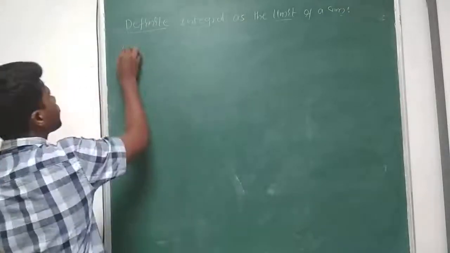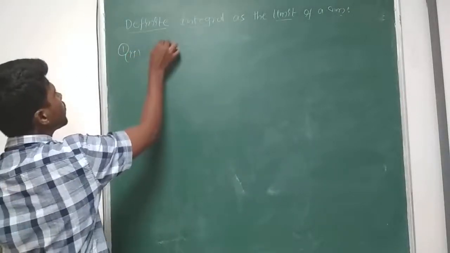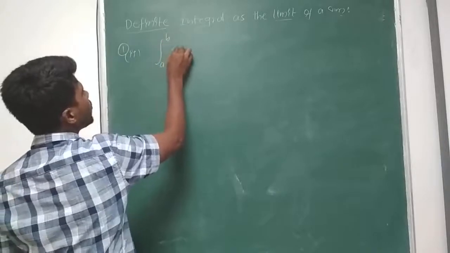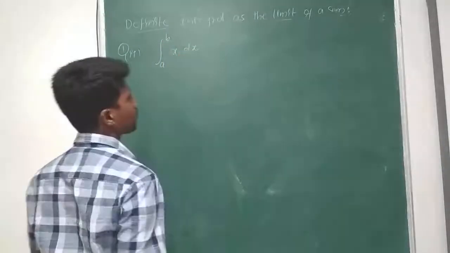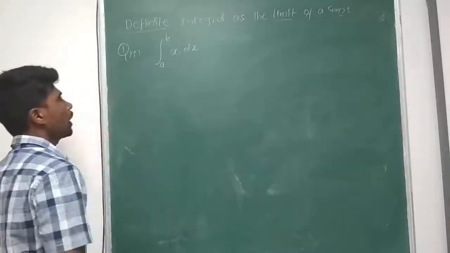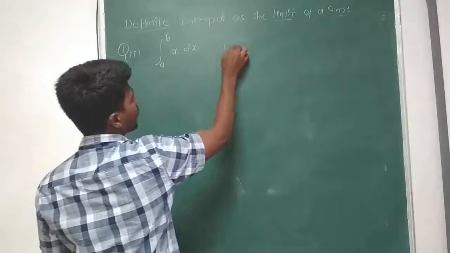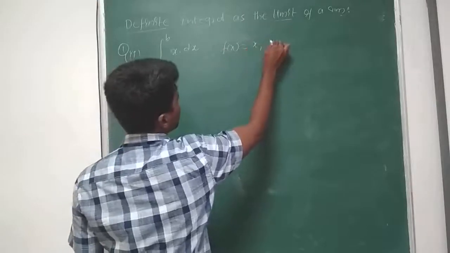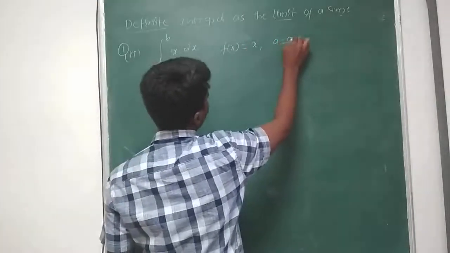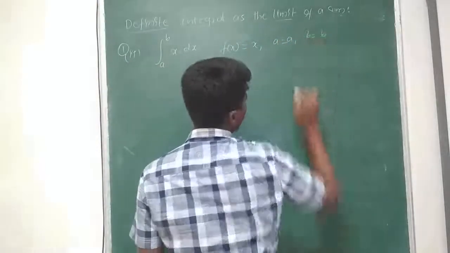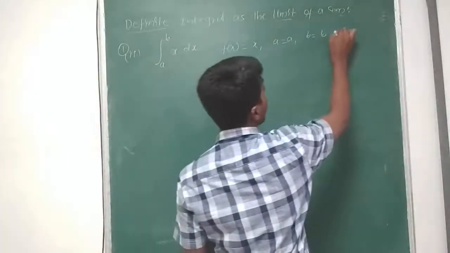Integral a to b x dx. Okay, so now I am expressing this as a sum of limit. Now the given function f of x is x, the lower limit is a, the upper limit is b, and the value of n into h.